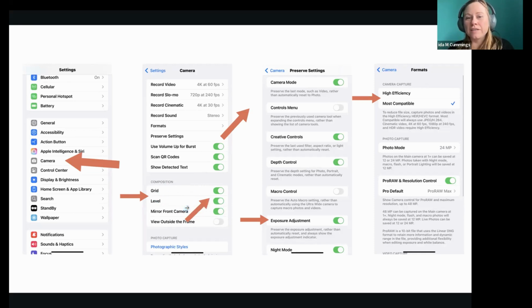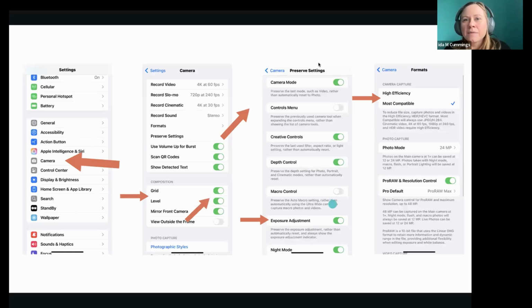To be able to adjust that exposure, you will go to preserve settings. And then in your preserve settings, it's going to allow you exposure adjustment. What this is going to do is allow you to keep that -3 on all your photos. And you do have to set it as you switch between camera modes. So you'd have to set it once for your video, once for your photos, once for portrait mode. But once you set it, it's going to stay like that.